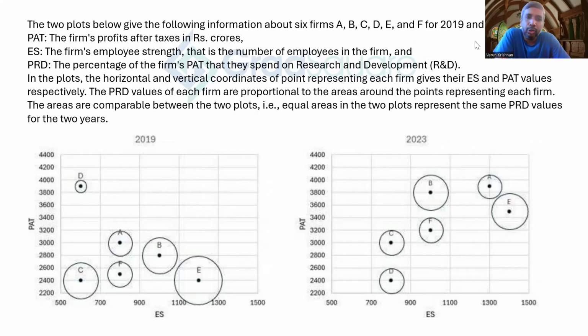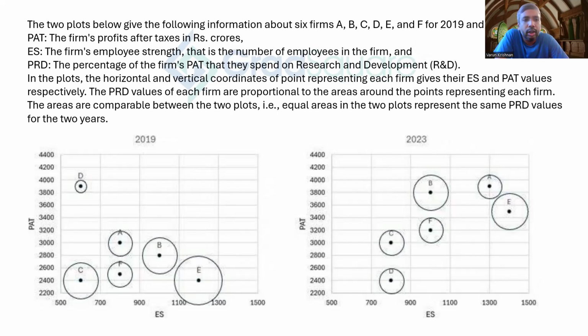Hello everyone and welcome to this video in which I'm going to be solving an LRDI set from CAT 2024 slot 2. So this is the PAT-ES set in which we had been given two graphs, one of 2019, one of 2023, representing six firms, six companies, A, B, C, D, E, F. Along the x-axis, we have got employee strength, how many employees are working there, and along the y-axis, we have got PAT, which they call profit after taxes.